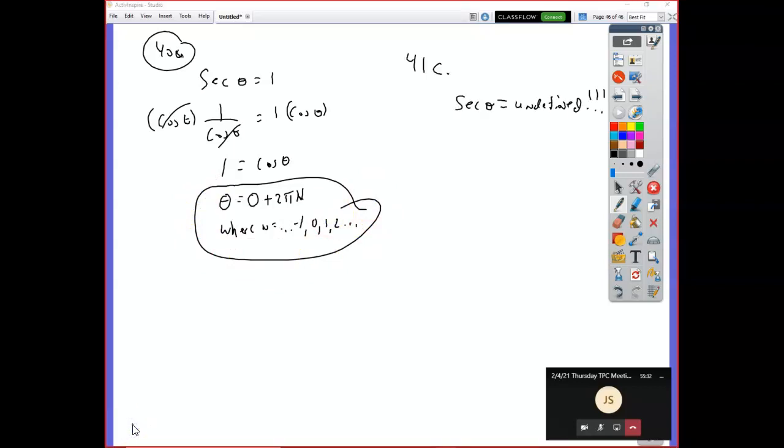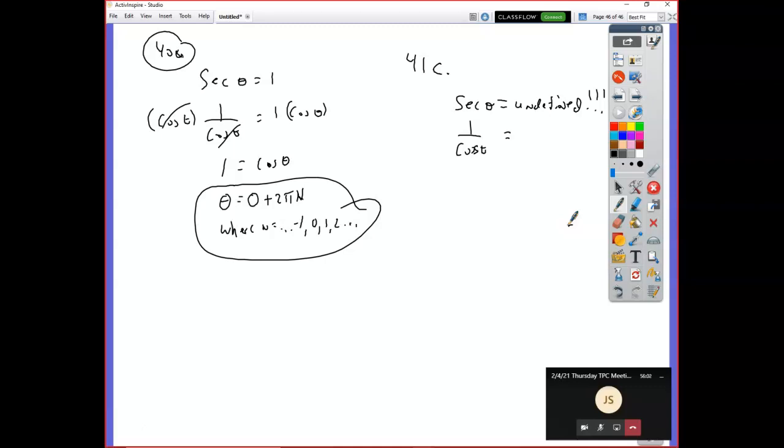What's step one? I got secant theta equals undefined. It would just be cosine of theta equals... How do I write undefined? I don't know. We made you write undefined countless times, starting probably for you in 3rd grade, but for normal people about 8th grade.